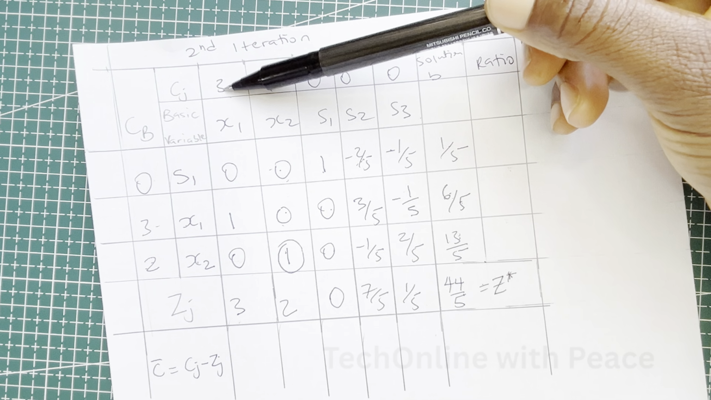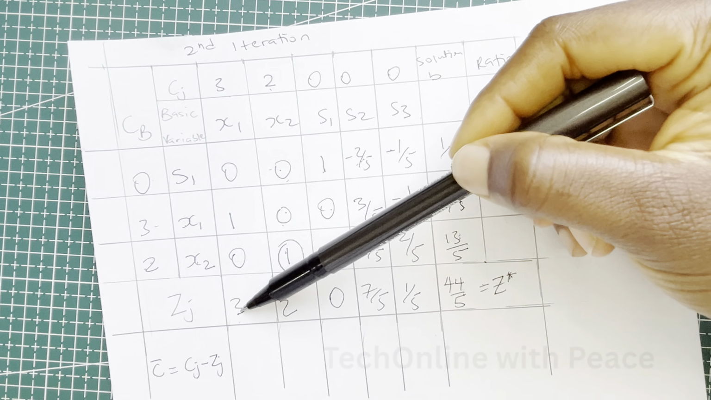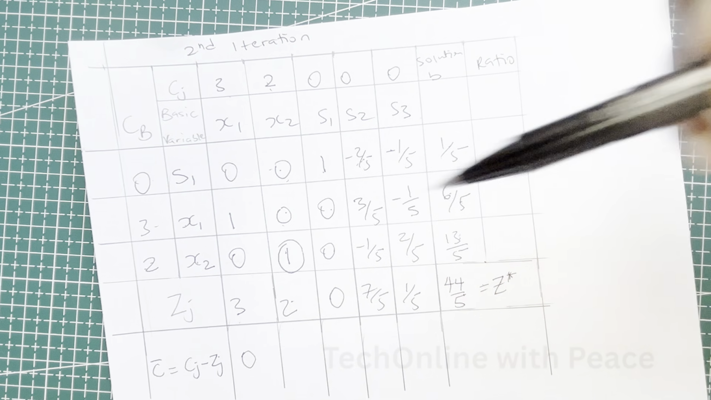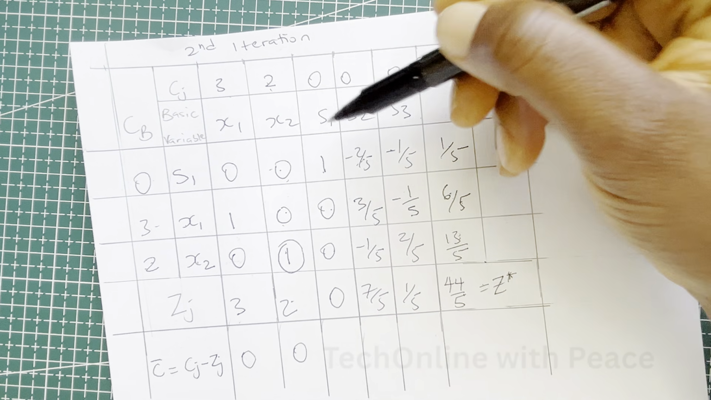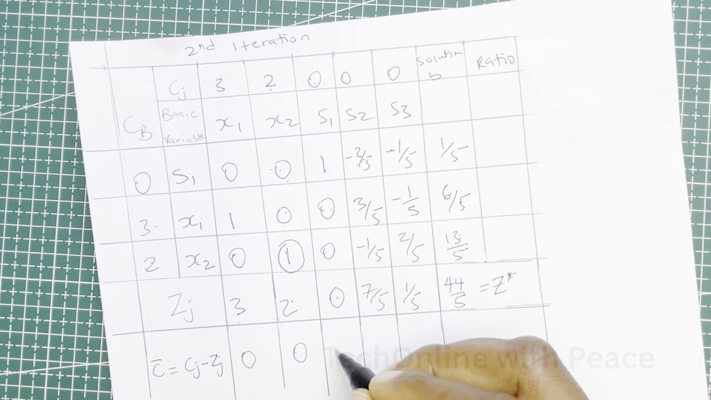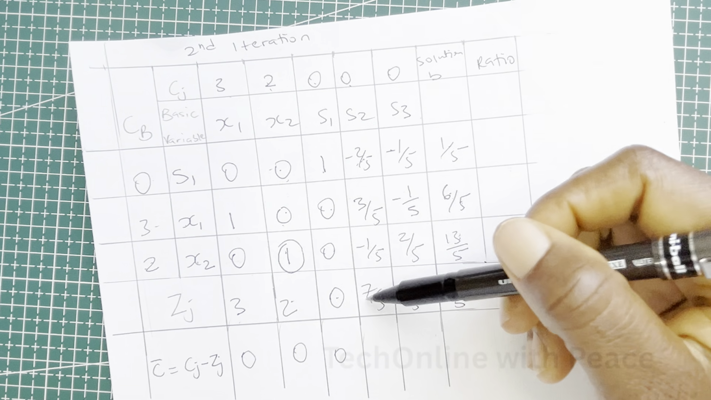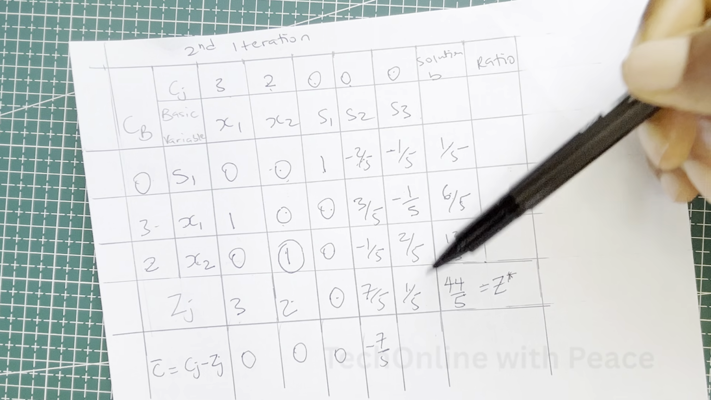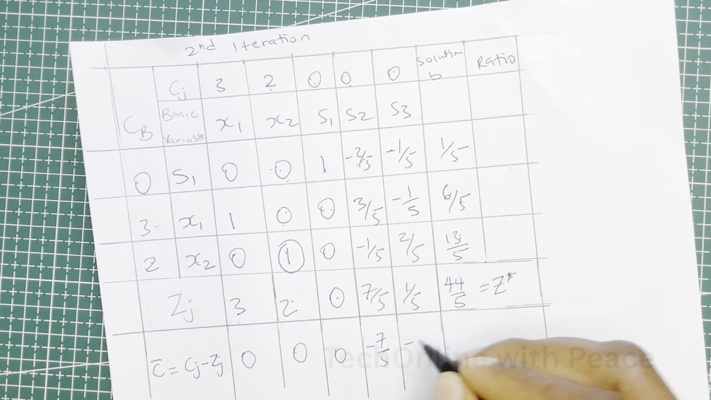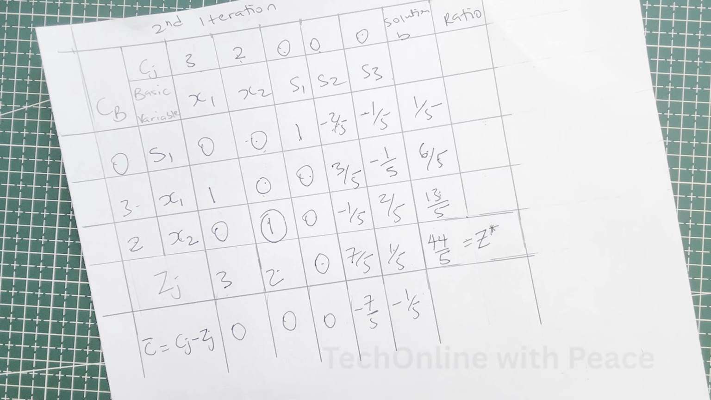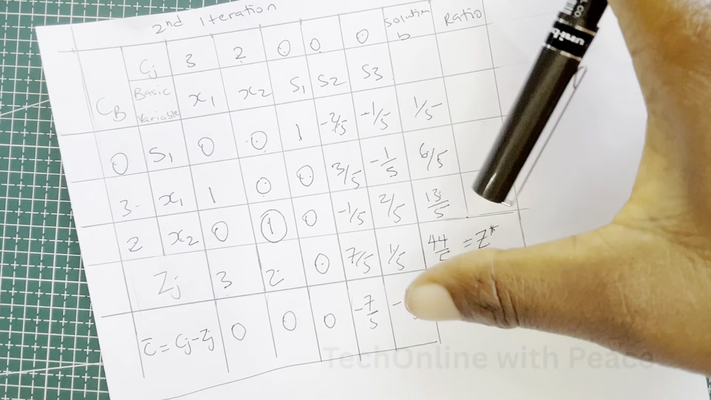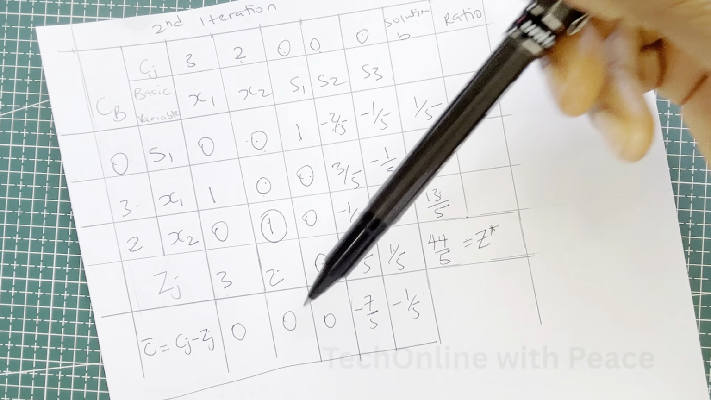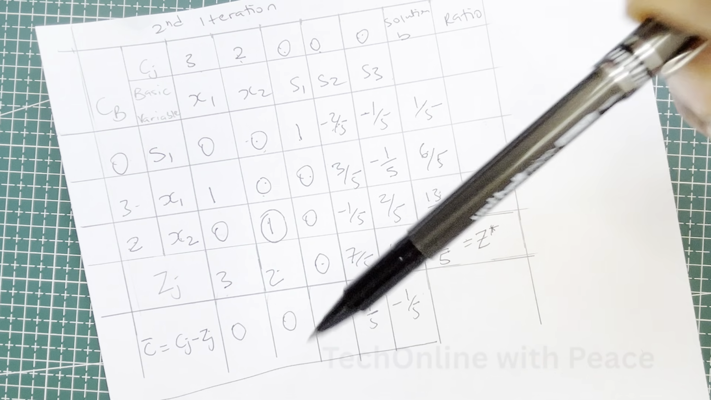This is our cj here. We say 3 minus 3 is 0. 2 minus 2 is 0. 0 minus 0, we have 0. 0 minus 7 over 5, we have minus 7 over 5. 0 minus 1 over 5, we have minus 1 over 5. We've reached our optimal solution because all the values here are 0 or less than 0.